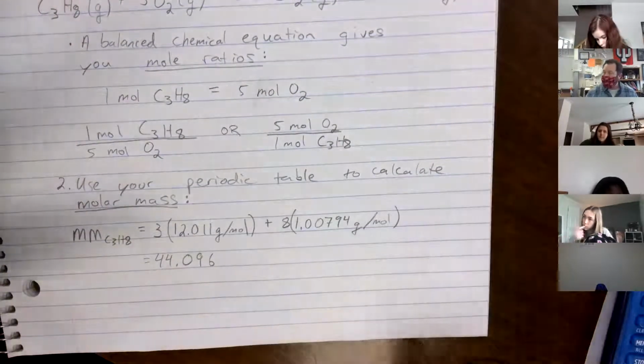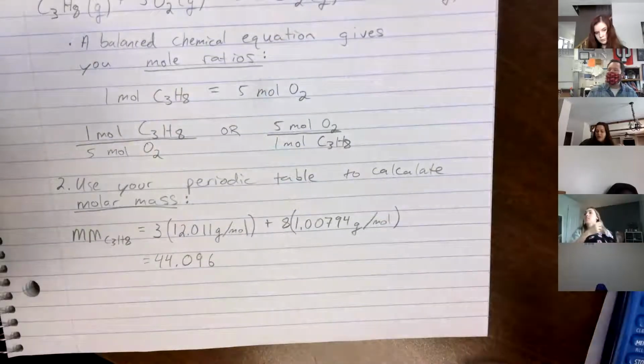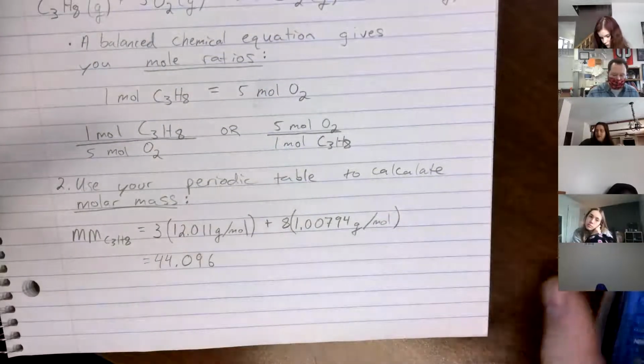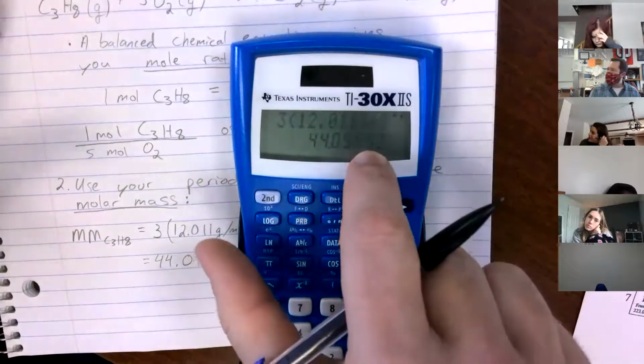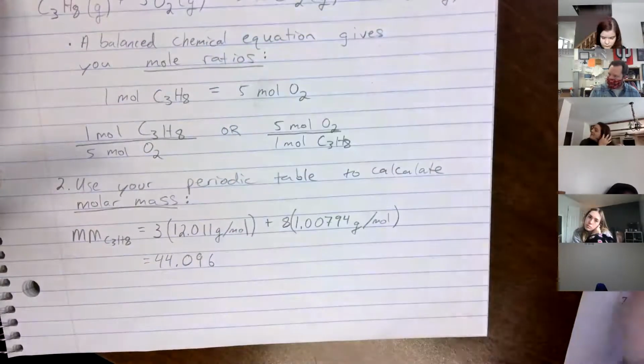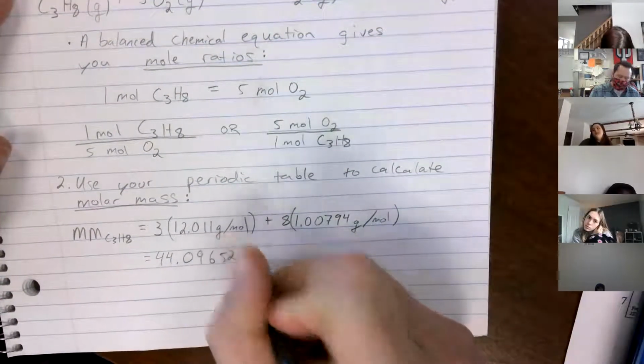But this is not my final answer. So I want to do what's called carry extra digits. That means I don't just want to round off that 5, 2. If I round it off, I might get what's called round off error.